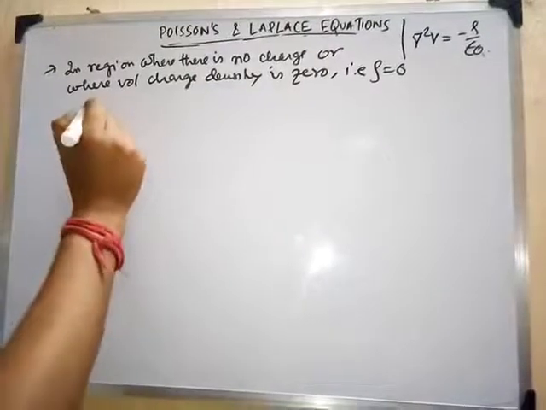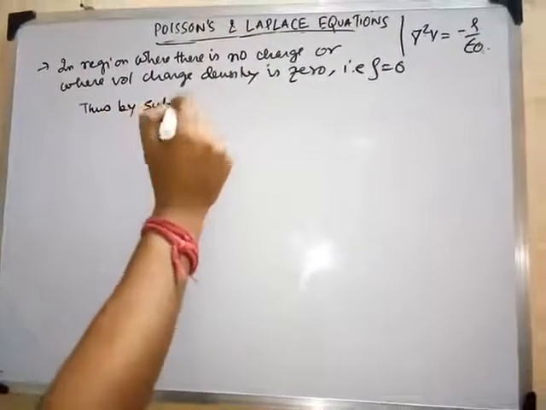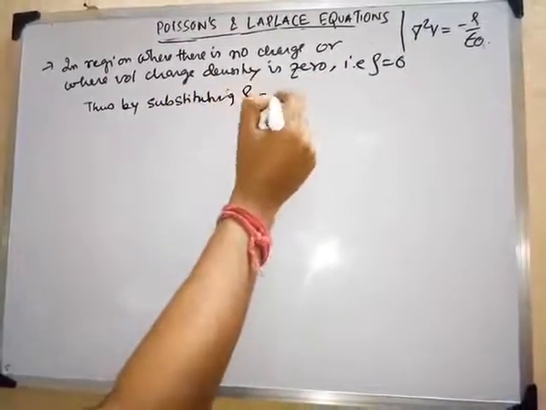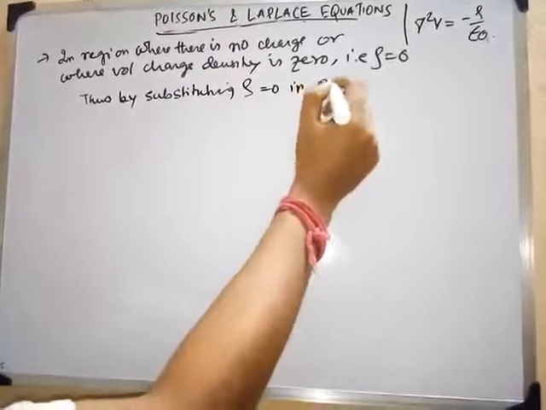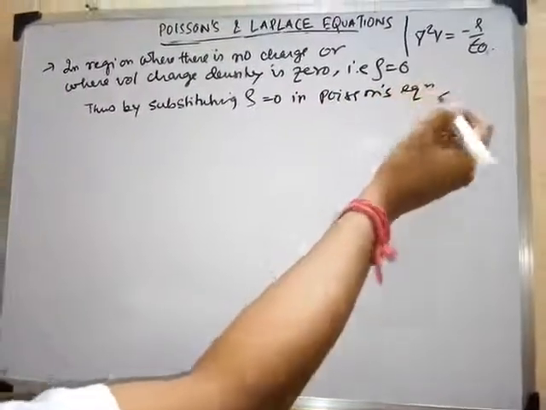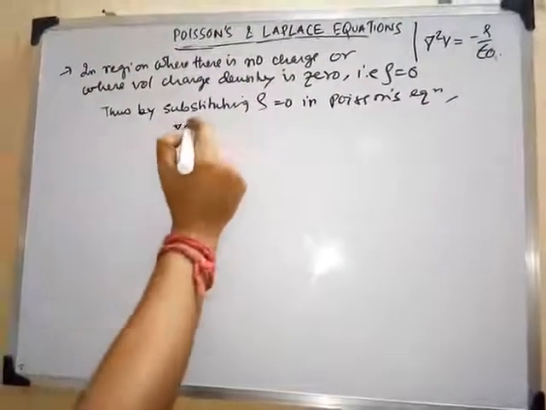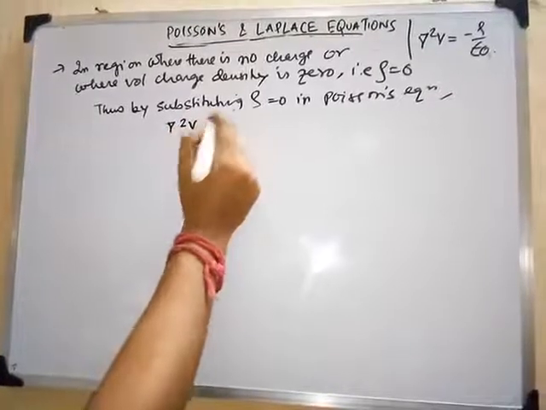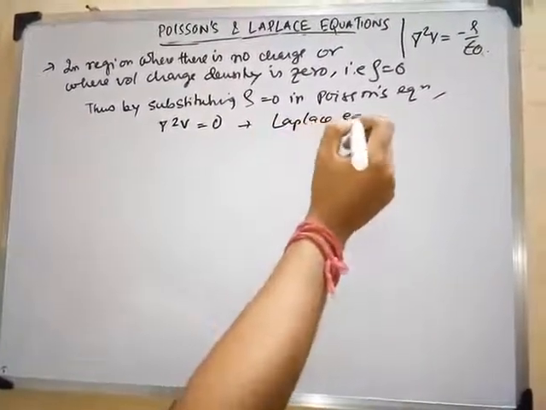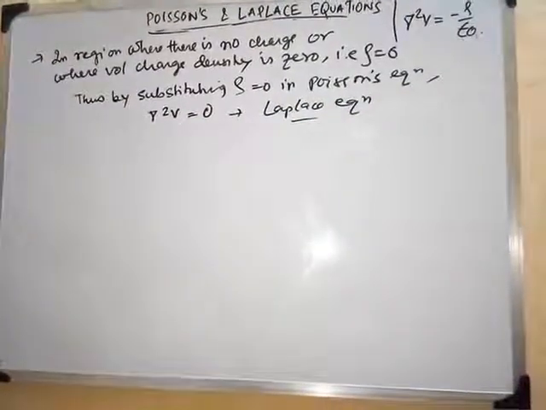So now, by substituting rho equals 0 in our Poisson equation, we just put the value of rho equal to 0. So what we have is del square V equals 0. So this is your Laplace equation. The simple thing is that you have the Poisson equation, and now you put the value of rho equals 0.